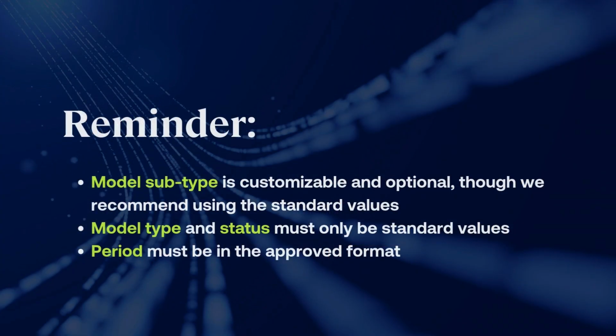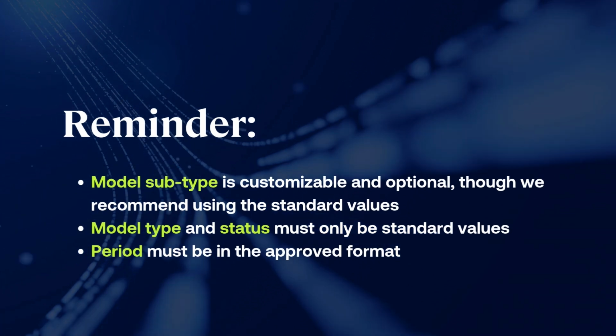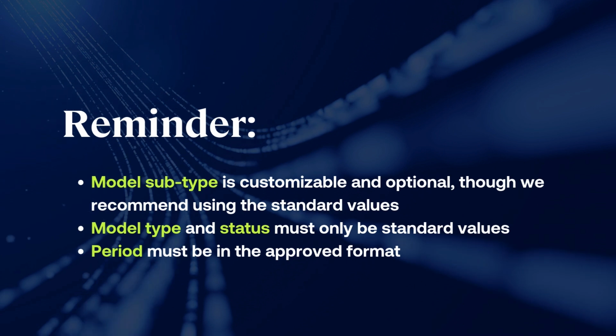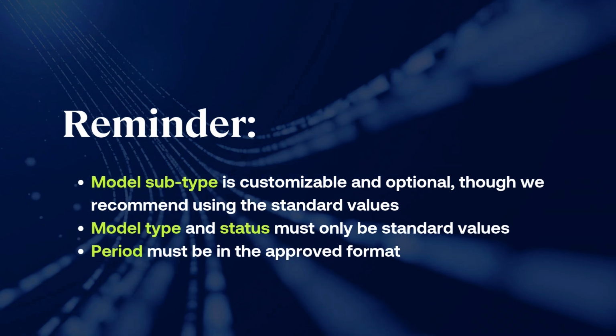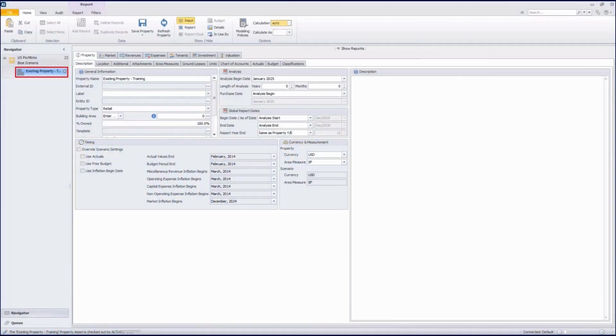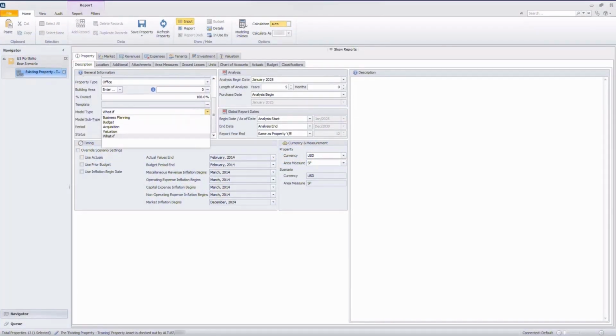It's important to note that while model subtype is customizable, for model type and status, only the standard approved values are supported. And for period, values must be in the approved format. Classifications can be applied in the Property tab by scrolling down in the General Information section and selecting the classifications that apply for that property. Don't forget to save before exiting.